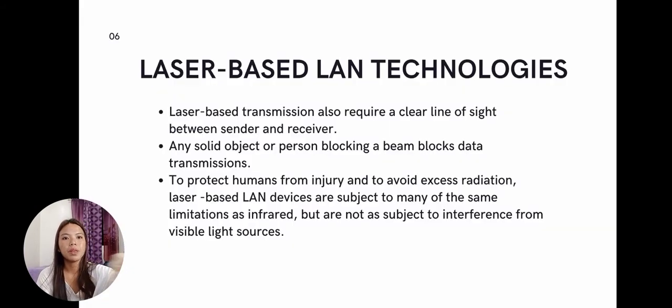Next one would be the laser-based LAN technologies. Laser-based transmission also requires a clear line of sight between sender and receiver. Any solid object or person blocking a beam blocks data transmission, and to protect humans from injury and to avoid excess radiation, laser-based LAN devices are subject to many of the same limitations as infrared, but are not as subject to interference from visible light sources.